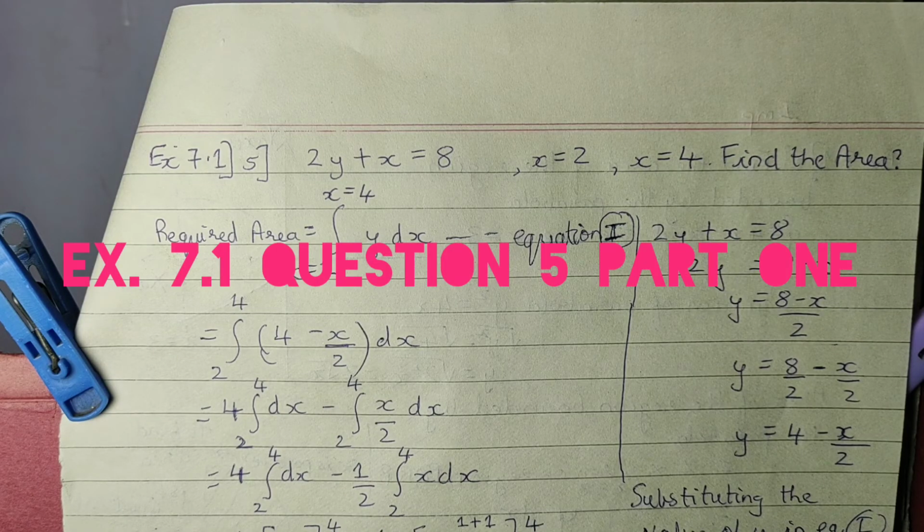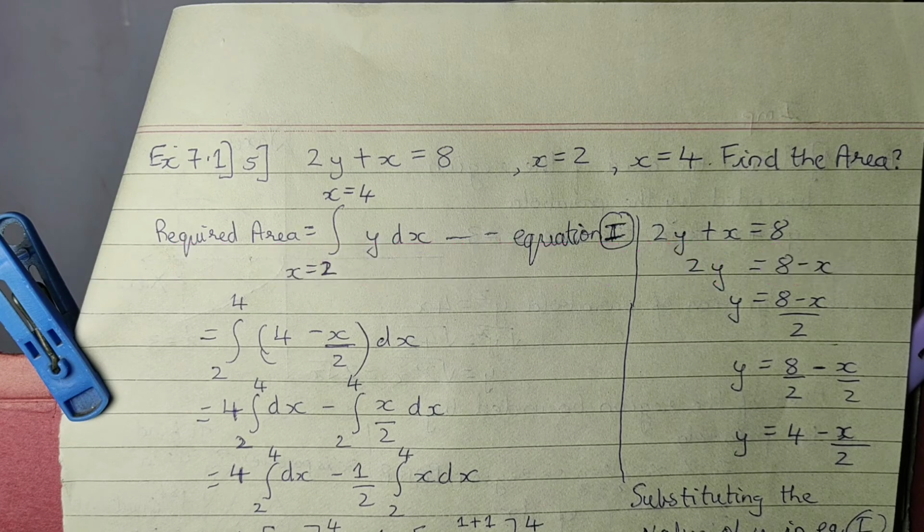We will be discussing the fifth question now, 7.1, the fifth one. 2y plus x is equal to 8. Lower limit is 2 and upper limit is 4. We have to find the area.